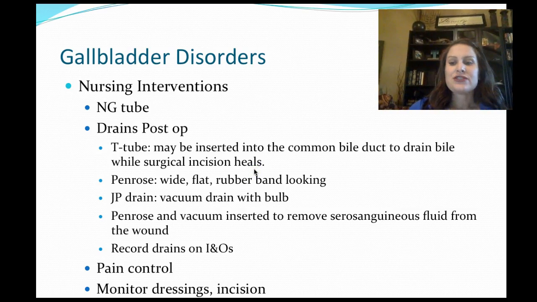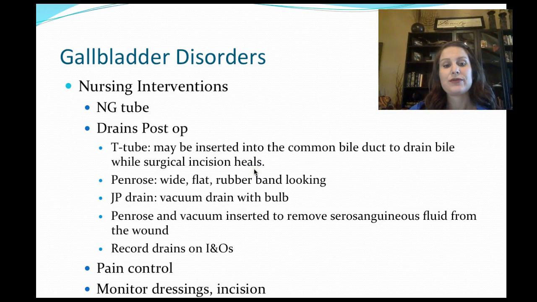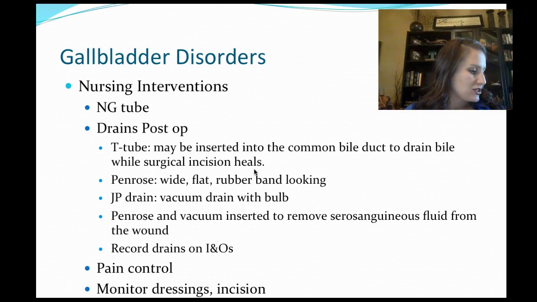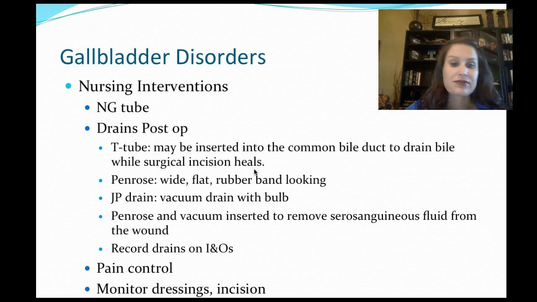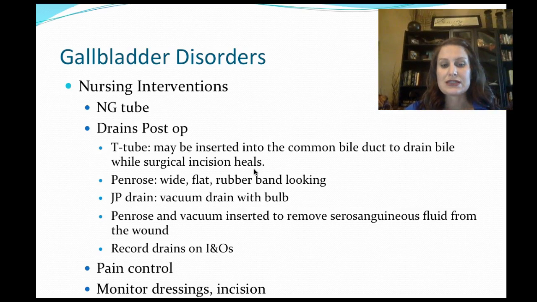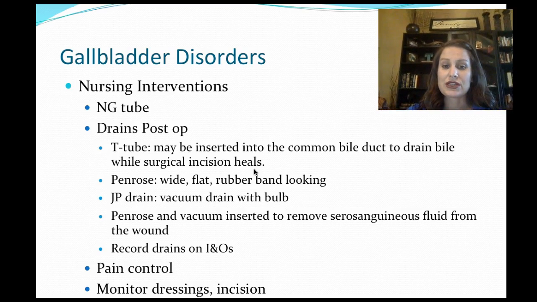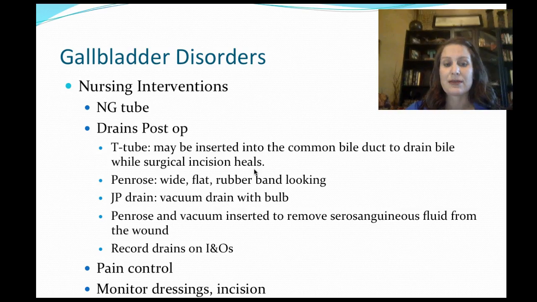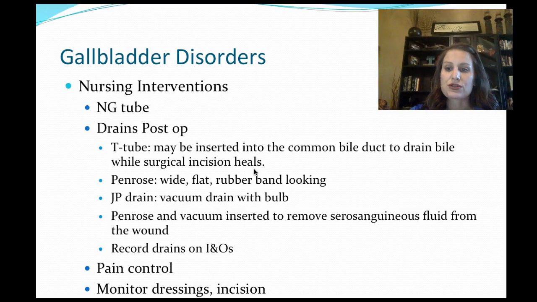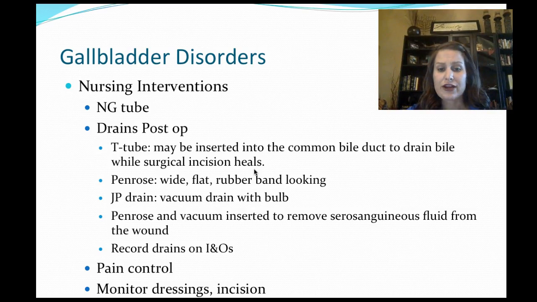For nursing interventions, you will drop an NG tube. There are several drains post-op, and you can actually see pictures of this in your book on 791. So there's several different drains that they might use. One is a T-tube, and it may be inserted into the common bile duct to drain that bile while that surgical incision heals.